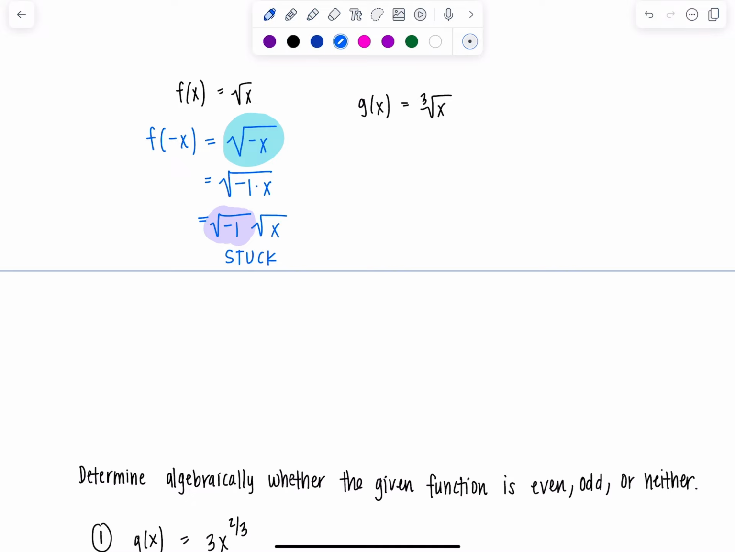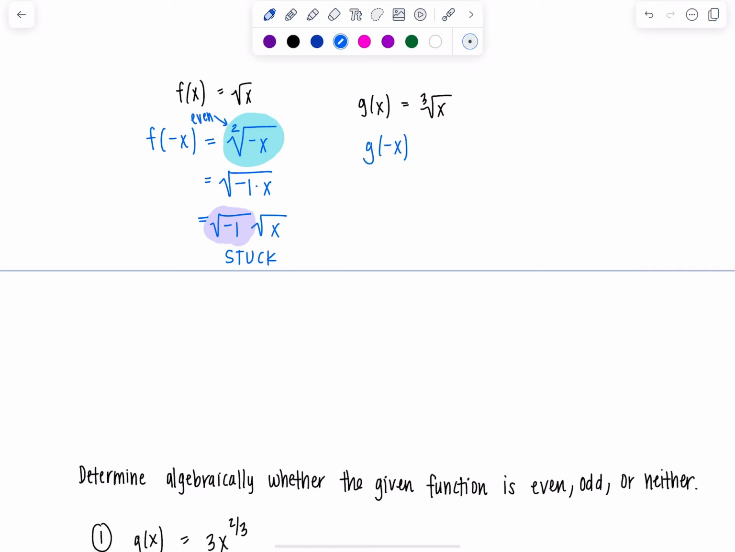The index is this little number here. We don't write it when we take a square root, but there's a 2 there. And so anytime you have an even number, you are stuck and nothing can happen. Now, what if instead we have over here, say we have an odd index. Okay, that we can further simplify.